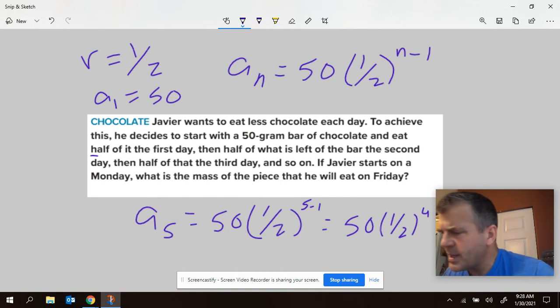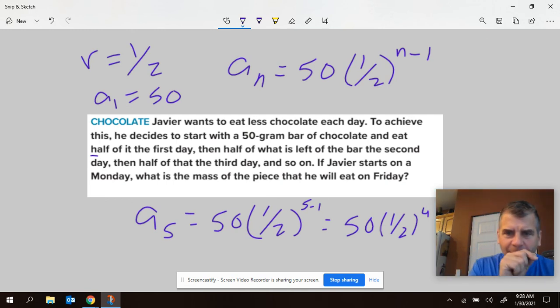So is this in grams, I believe? Oh, right here, sorry. Yeah, grams. So we're going to end up with on Friday 3.125 grams of chocolate.